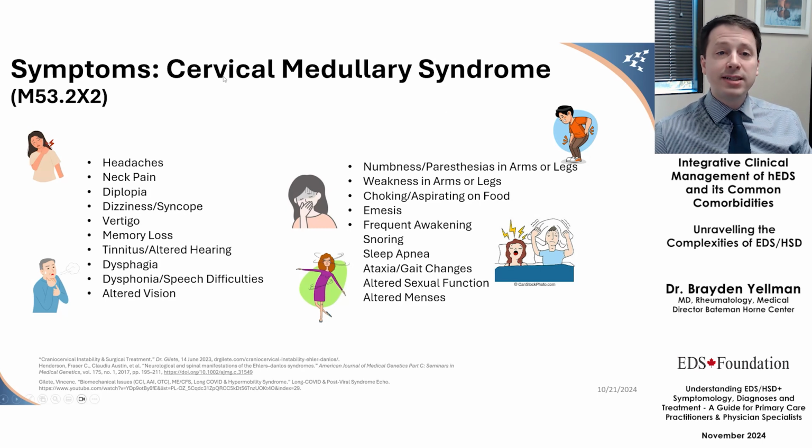So when you have CCI or AAI, we often see this cervicomedullary syndrome, and that can include anything from headaches, neck pain, double vision, dizziness, vertigo, memory loss, tinnitus, dysphagia, dysphonia, altered vision, all the way to numbness and paresthesias, or weakness in the arms and legs, choking, emesis, frequent nighttime awakening, snoring, apnea, ataxia, altered sexual function, altered menses. It's very wide-reaching.